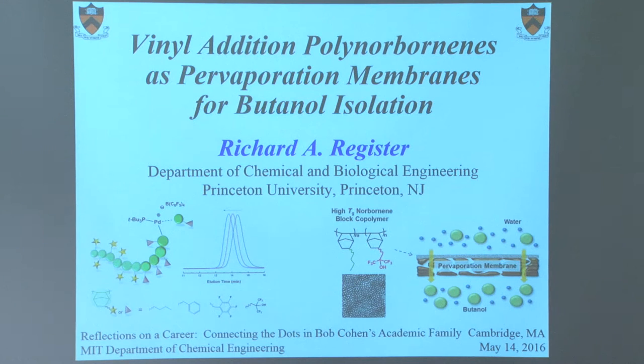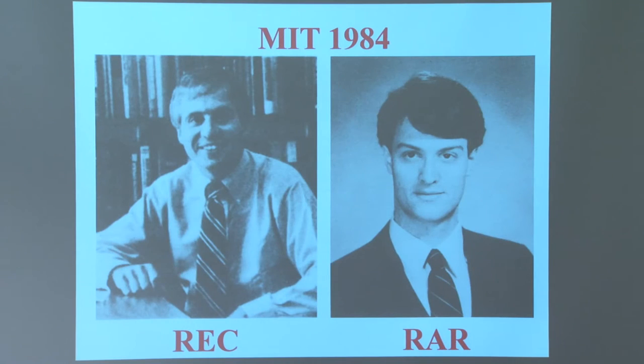So, and I do have one photo. You saw this in the slideshow. So these are pictures, both from 1984. So here's Bob, looking more or less the same, and here's me, unfortunately not looking more or less the same. So you can tell which of us has aged better. But those are genuine photos.